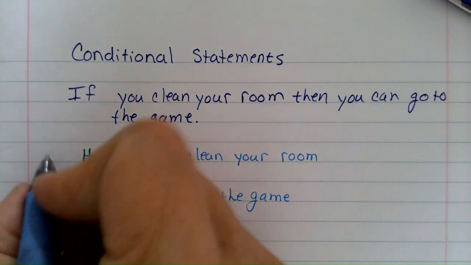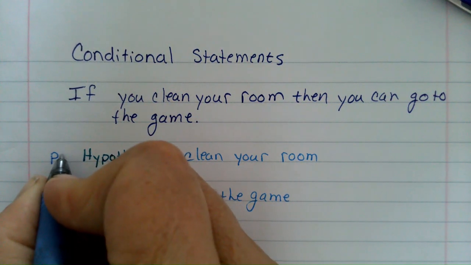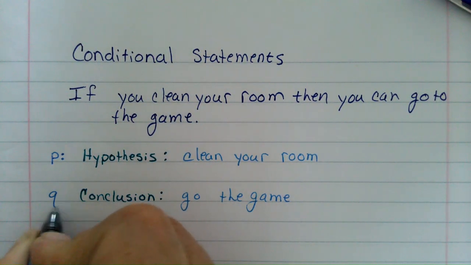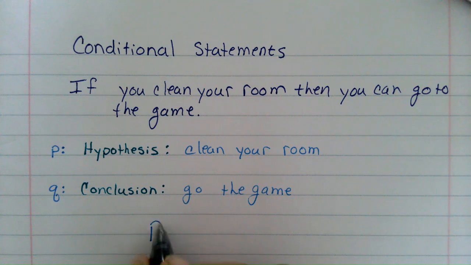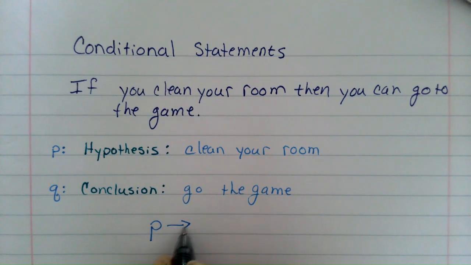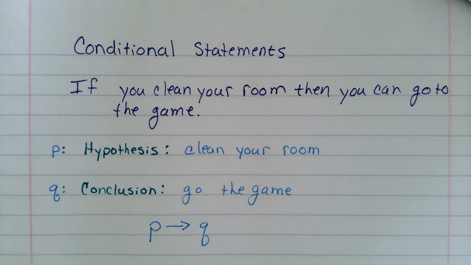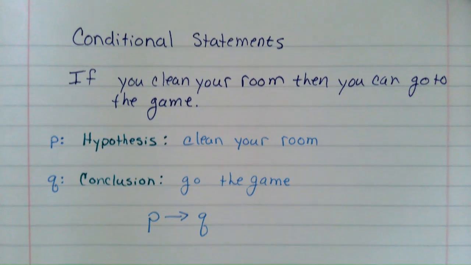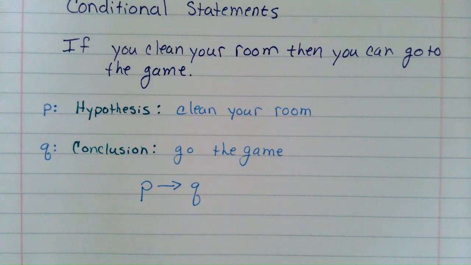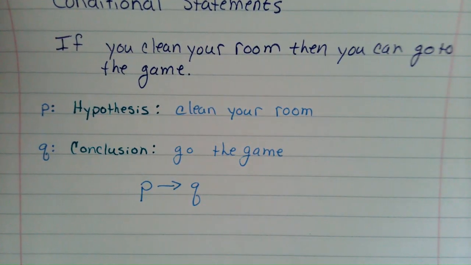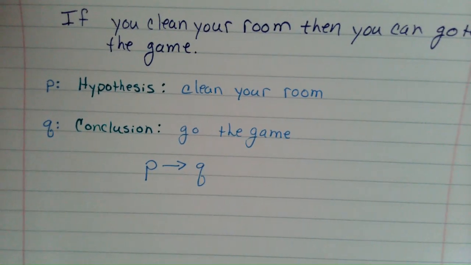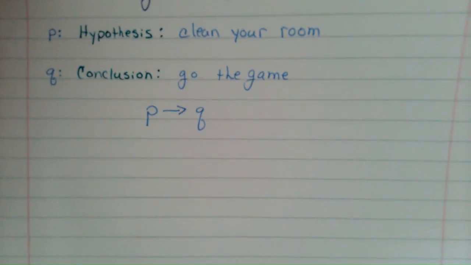And a lot of times the hypothesis gets called P and the conclusion gets called Q. So if P, then Q. That would be the ideal way of saying that. So there's your math symbols, because we don't always like writing hypothesis, conclusion, and the if and the then. So I'm going to make a statement that is not in if-then form, and we're going to turn it into a conditional statement.